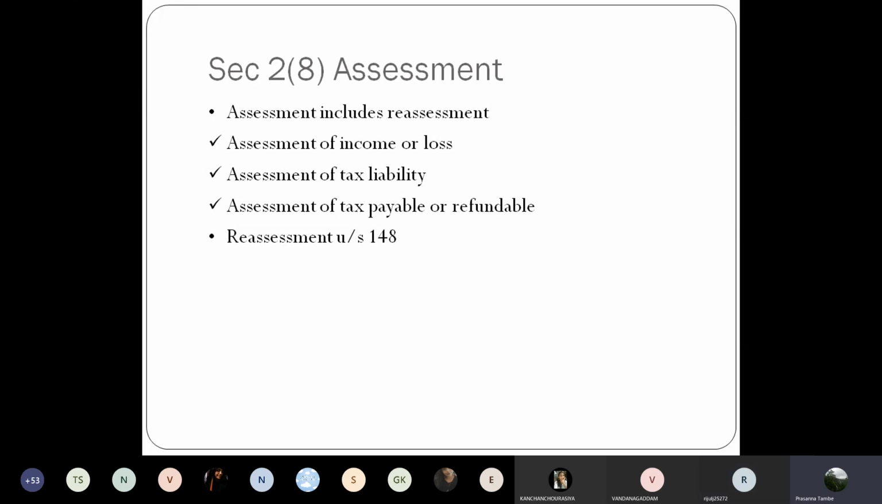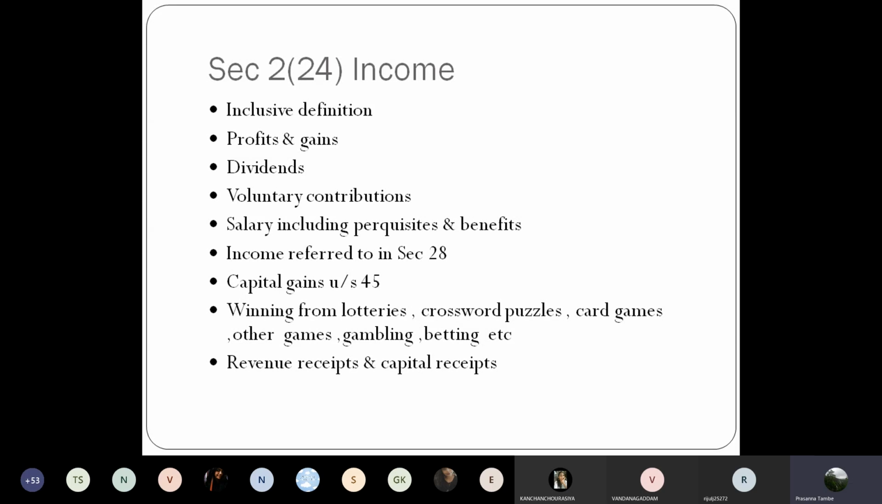Yes, sir. Yes, sir. Okay. So with that, we will move on to the next definition now. Next definition is income. Is the slide clear to everyone? Slide is visible? Yes, sir.